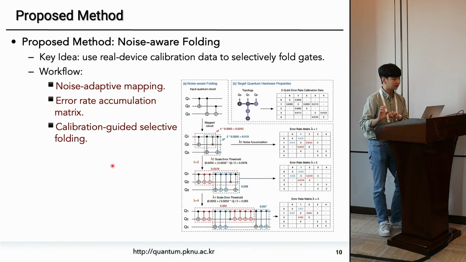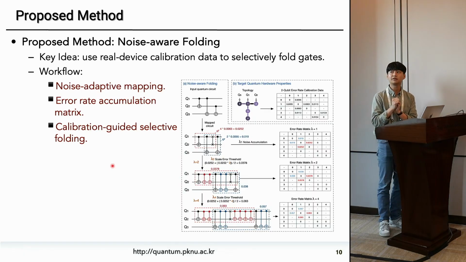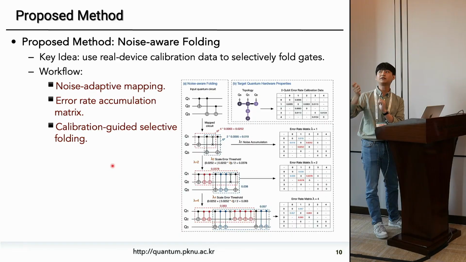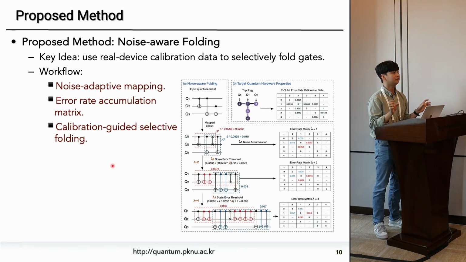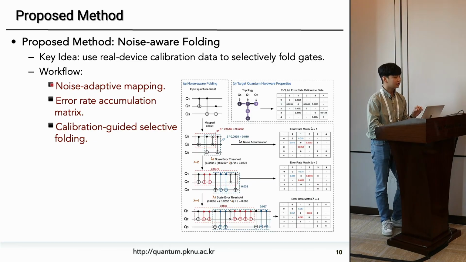So that motivates us to propose our method, which is to use the real device calibration data to selectively fold the gates. Essentially, this is the entire workflow. First, we apply a noise adaptive mapping. Before we fold the gates, we first map the quantum circuit onto optimal qubits that have a lower error rate. Afterward, we accumulate what we call the error rate accumulation matrix, where we compute the error rate of the entire circuit, and then we start to scale it from there.